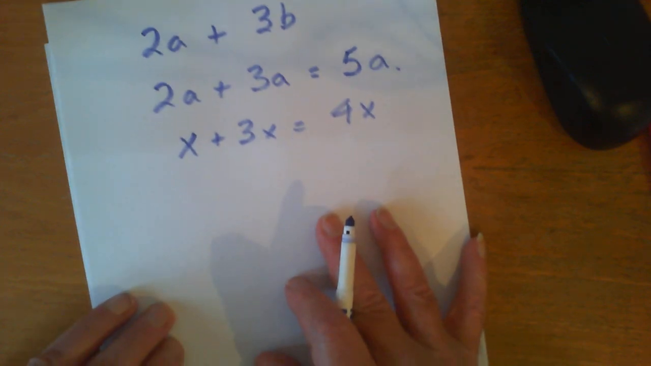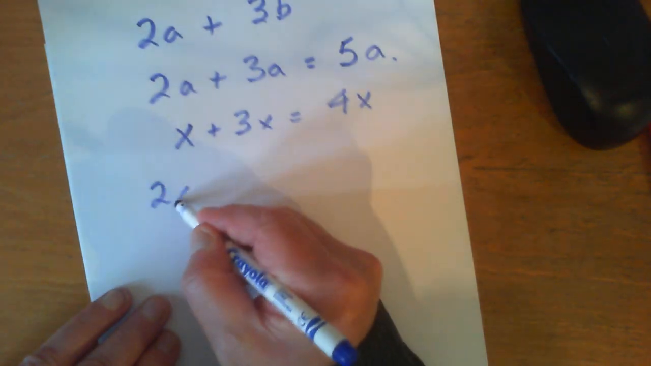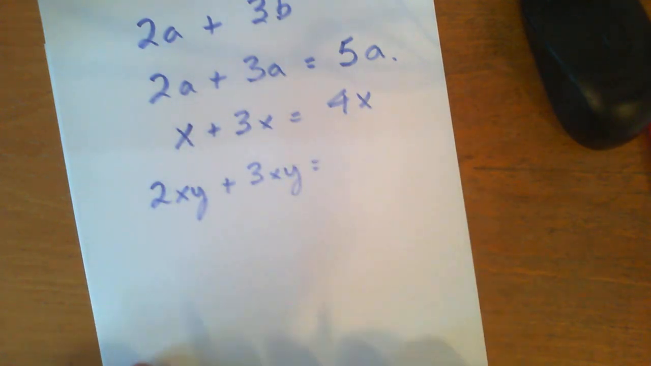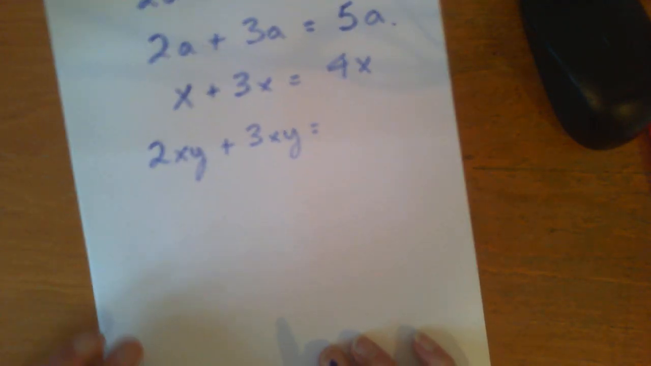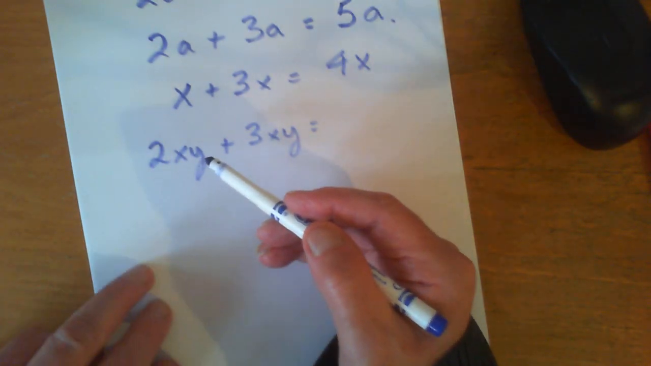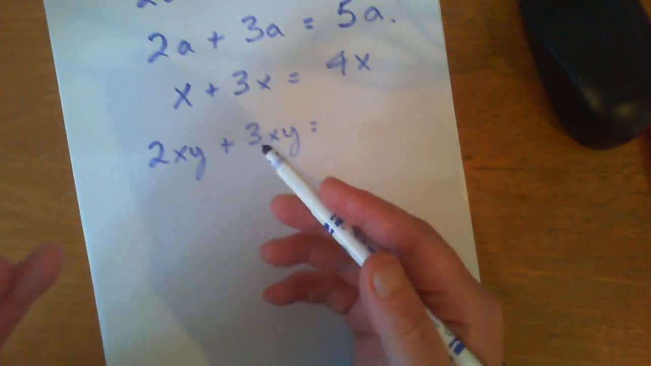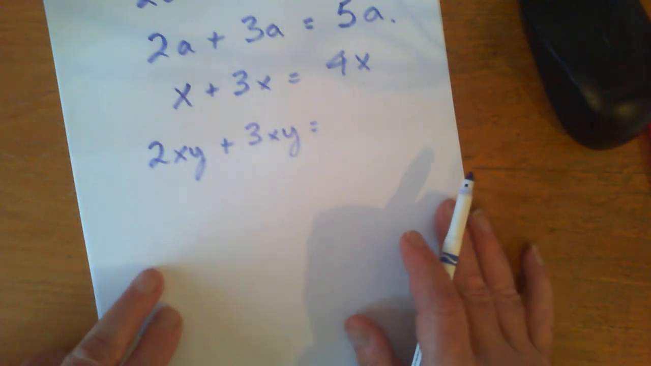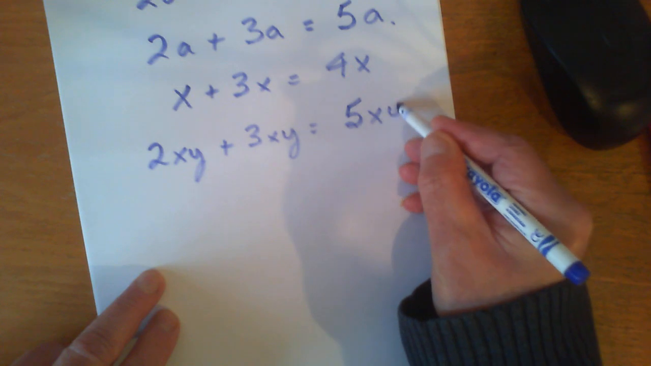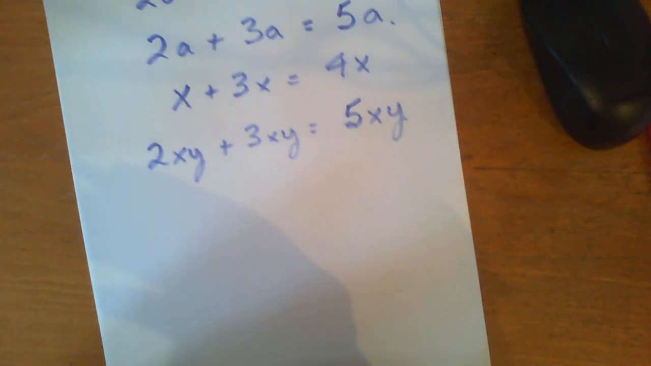And these can get more difficult, an expression like that. Again, if you can follow on from what I just said and think of these xy's as an object by itself, you've got 2 of an object called xy, and you've got 3 of an object called xy. So you'll have 5 of that particular object called xy.